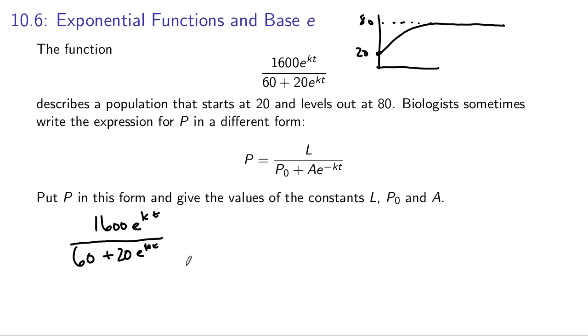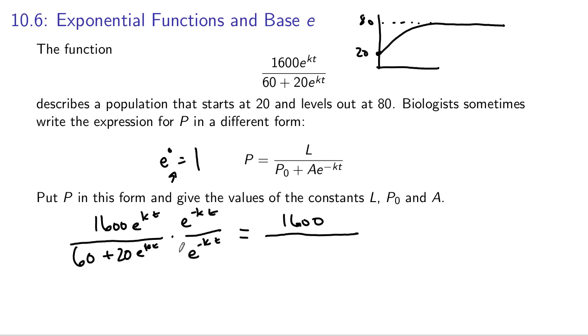What if we just multiply the whole thing by e to the minus kt over e to the minus kt? So what will happen is we'll add these exponents and they'll go away. They'll be 0. e to the 0 is 1, just like anything to the 0th power is 1. So e to the kt times e to the minus kt is going to be 1, times 1600 is 1600, because this ends up being e to the 0, which is 1.